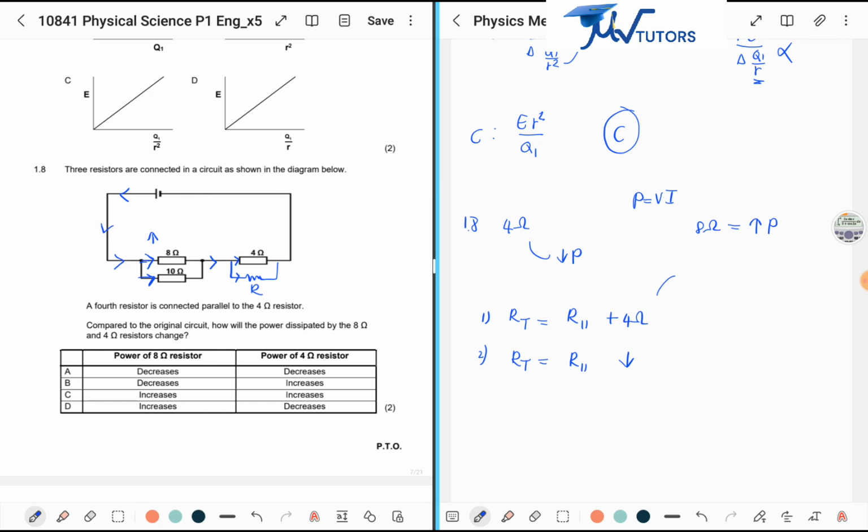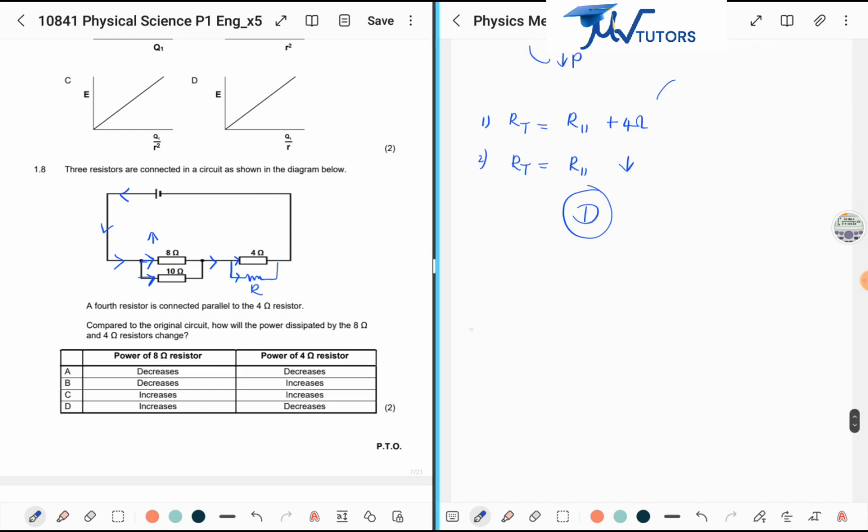So therefore the options that we have, 4 ohm resistor, we're looking at decrease, which is option A and D. But for A, it says the 8 ohm resistor decreases, which is wrong. So we're going to go with D. Okay, because the 8 ohm resistor's power increases, whereas the 4 ohm's power decreases. We are almost there now.